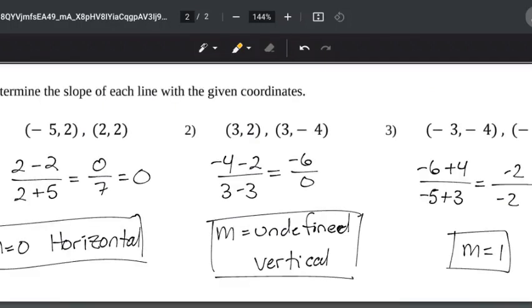Okay, welcome back. So this first example, we get 0 over 7, which simplifies to just 0. And any slope that is 0 is automatically a horizontal line. The second one, we get negative 6 over 0. And anytime we have 0 in the denominator, we cannot do that. That means we're dividing by 0. So this slope is undefined. It's vertical. And then the last one, number 3, we have m equals 1. Our slope is 1. It's positive, so it goes up to the right.